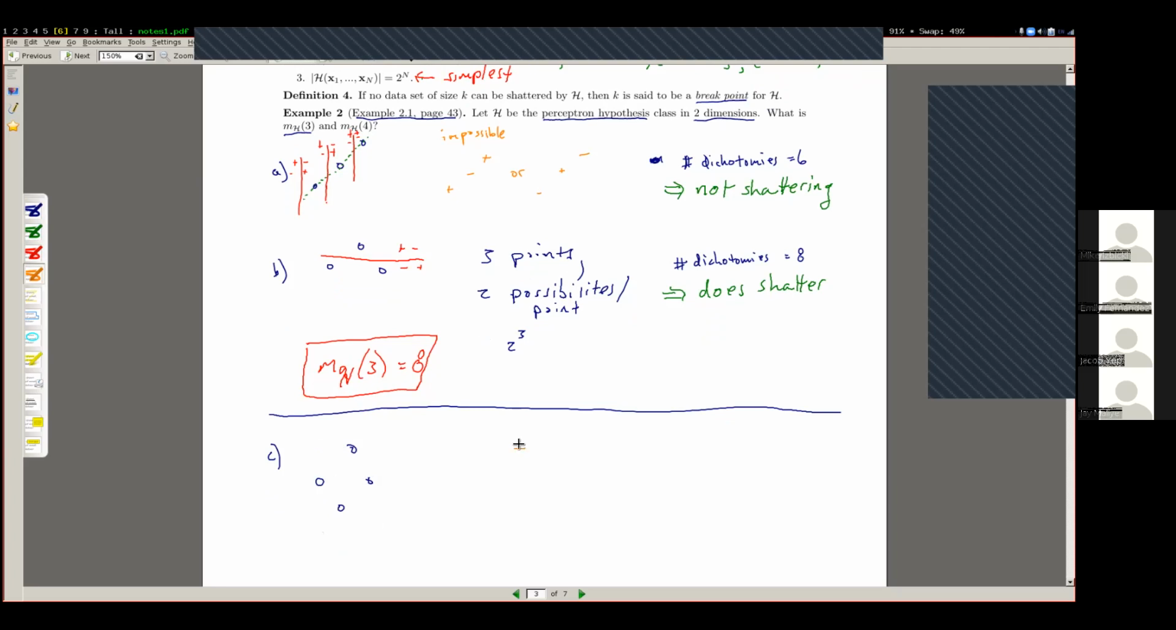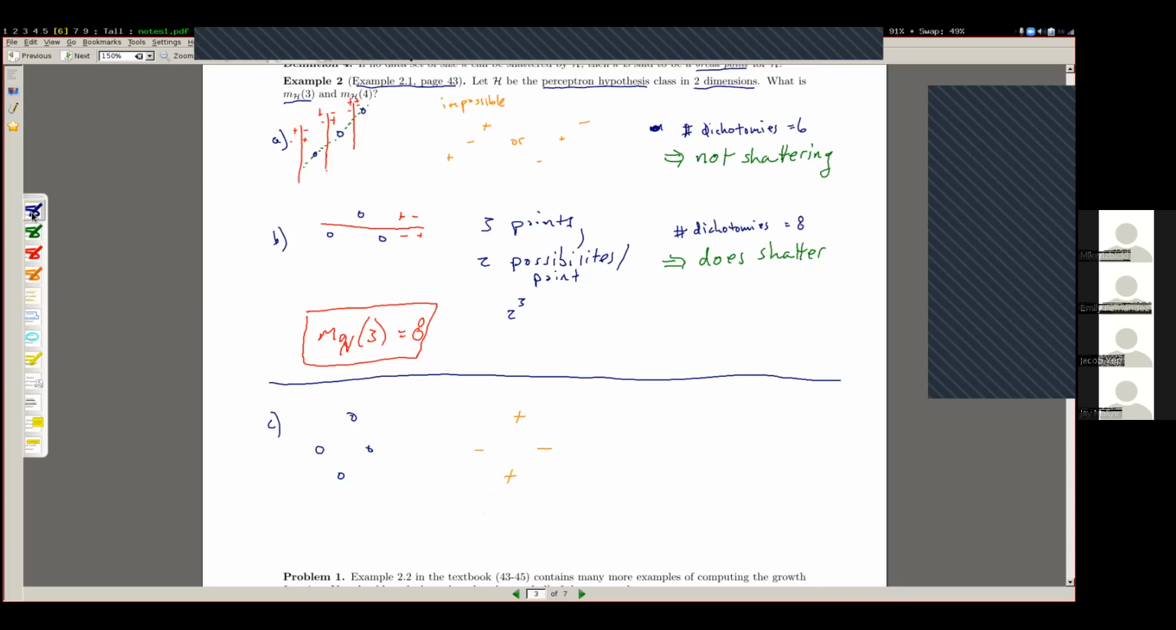So if we have, for example, plus, minus, minus, plus as the labelings for these data points over here, there's no possible way for us to generate these possible labelings on these data points with the perceptron classifier. And no matter what 4 data points you tried to pick, it would be impossible to generate all possible labelings with them.